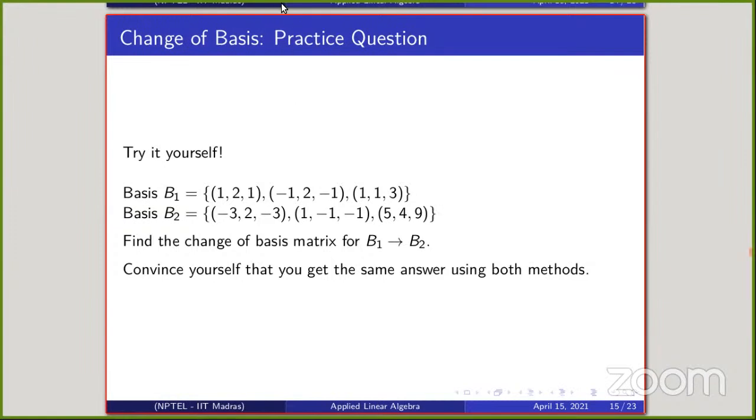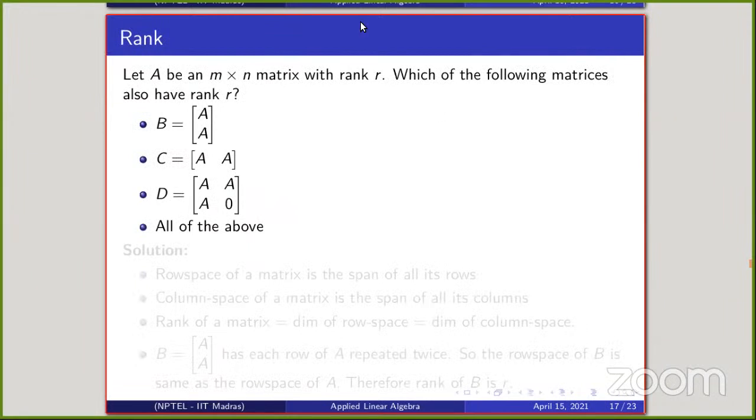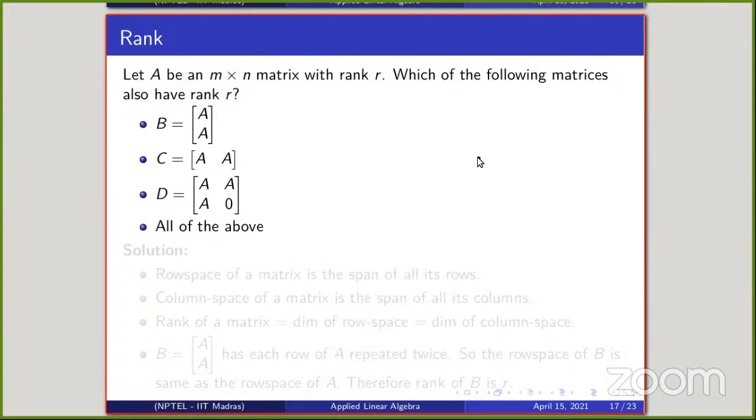Okay, maybe we can continue with the additional questions. Yeah, so we have some more additional questions on the concepts of week 1 to 4. The first question is on the concept of rank. We are given that an M cross N matrix A has rank R, and we are asked which of the given options also have the same rank.